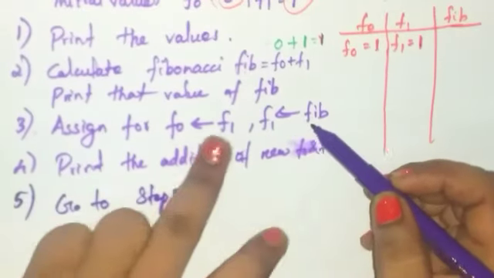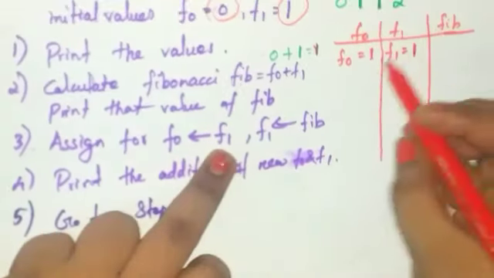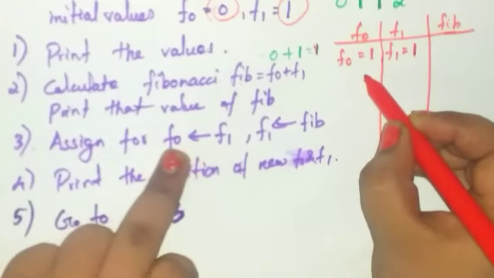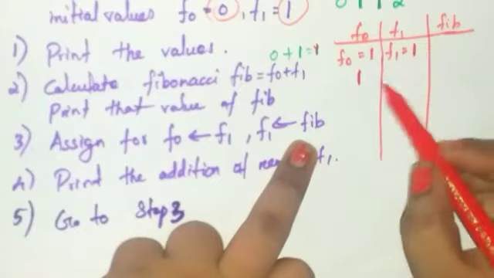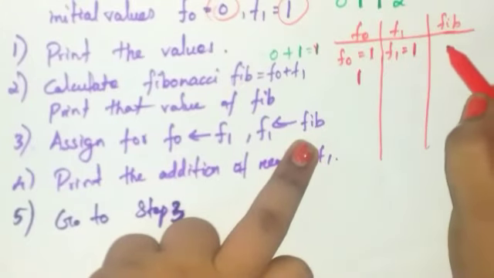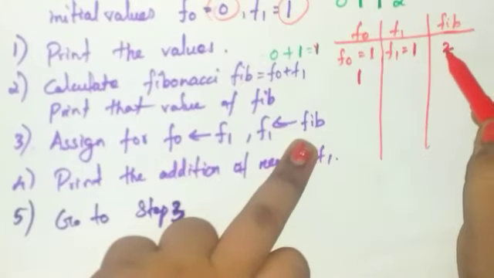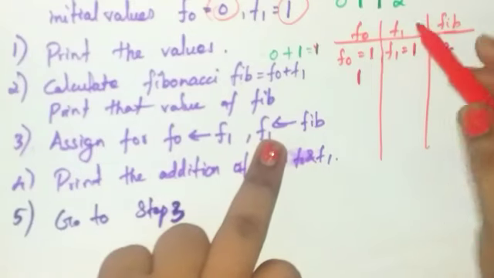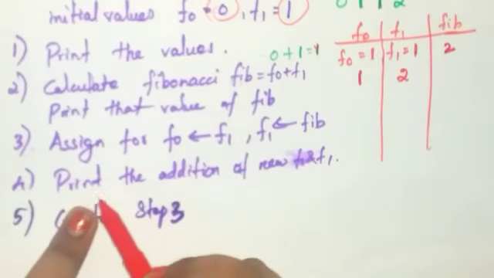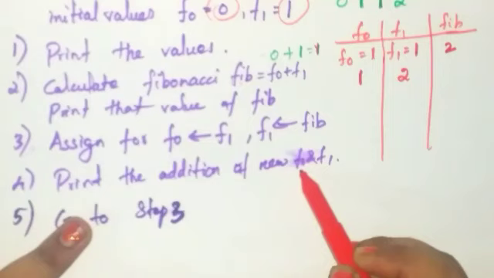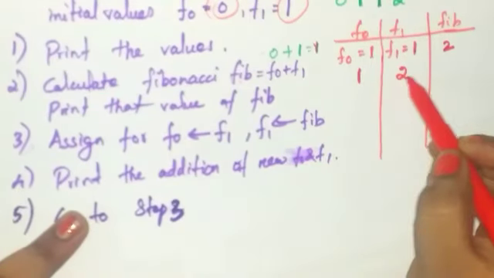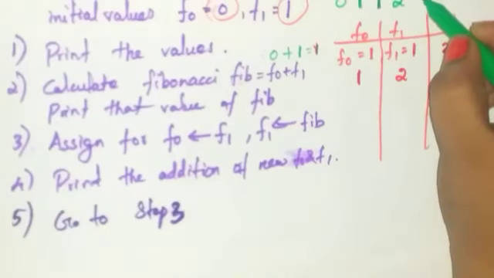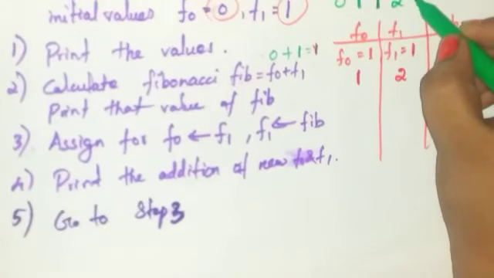What is the value of F1 now? 1. So you assign this value to F0. And the Fib value is what? 1 plus 1, 2. So you assign this value to F1. Then see the next step: print the addition of the new F0 and F1. New F0 and F1: 1 plus 2 is equal to 3. So our next Fibonacci series number is 3.